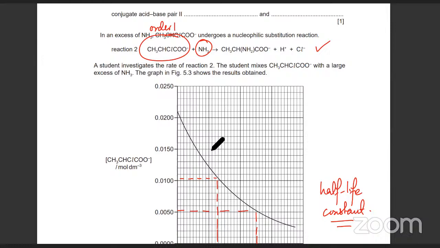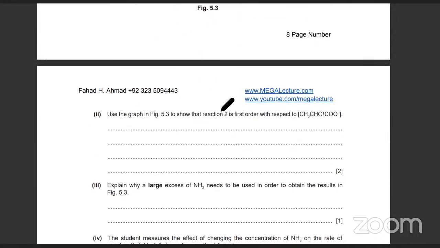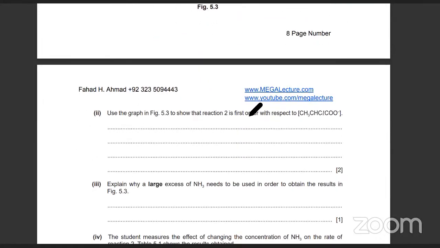अच्छा उसके बाद क्या है? Use a graph to show that the reaction is first order; we already showed that, we already did this. Explain why a large excess of NH3 is needed. So its concentration is constant. That's to keep its concentration constant.